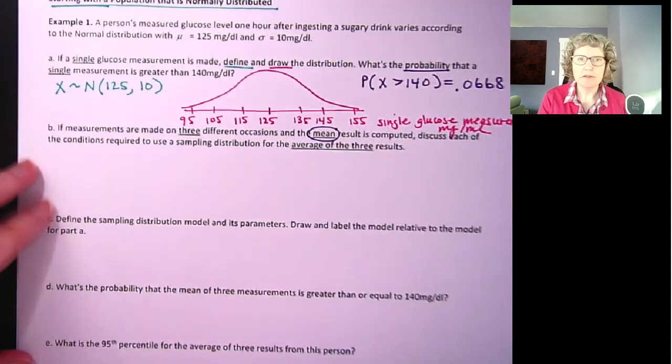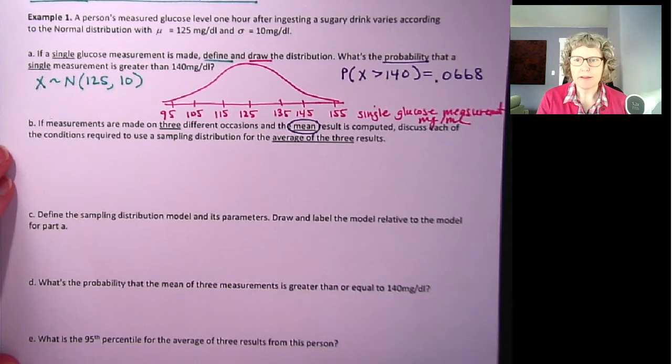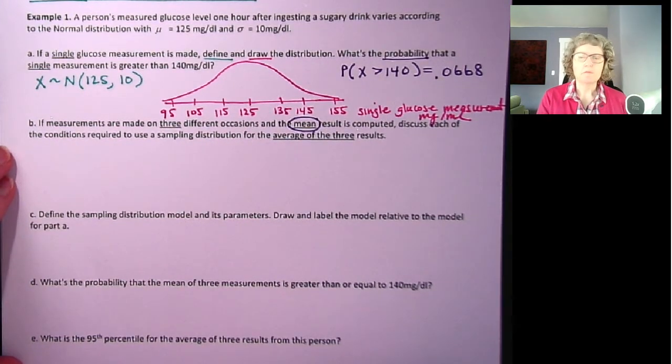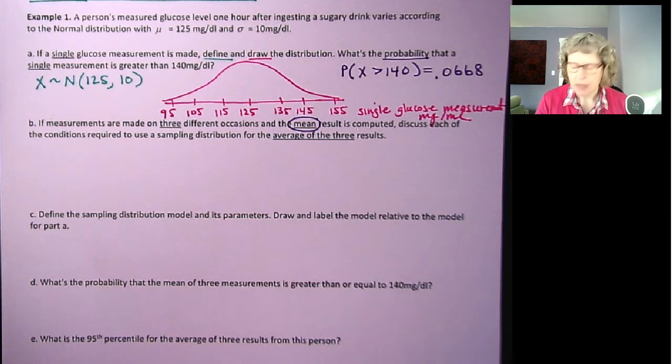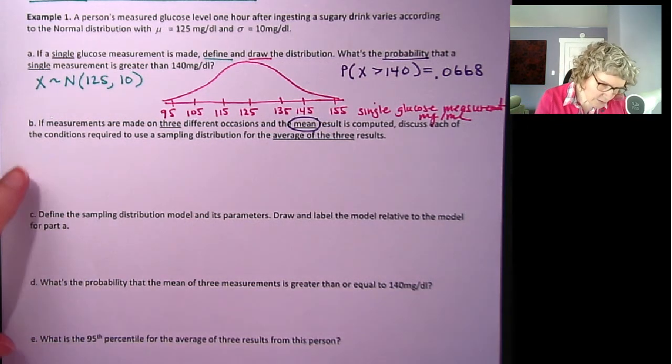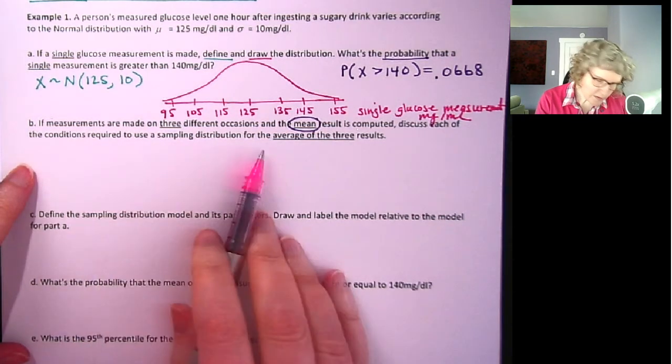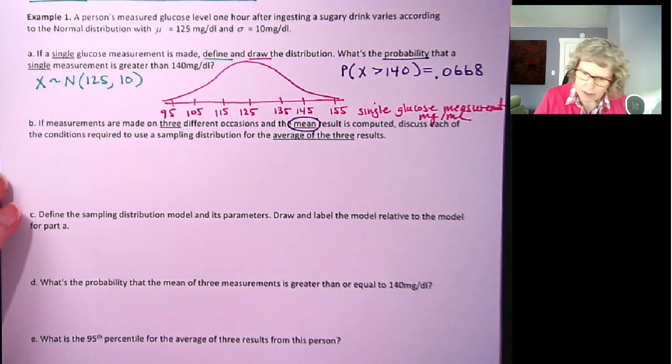Now the conditions are something that takes practice, so don't feel confused or worried if it doesn't make sense on the first one. We're going to go through several examples and different types of examples. The most important thing is to understand how to apply these conditions in different contexts. So we're going to be looking at a lot of different contexts. Okay, so discuss the conditions to use the sampling distribution. Okay, I'm going to switch to green.